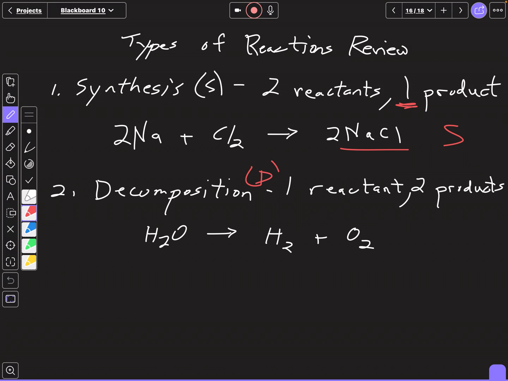Decomposition, we usually use a D. So when you have 1 reactant and 2 products, if you notice you only have 1 reactant, it's always going to be decomposition. Water breaks down to form hydrogen gas and oxygen gas. It's decomposition.